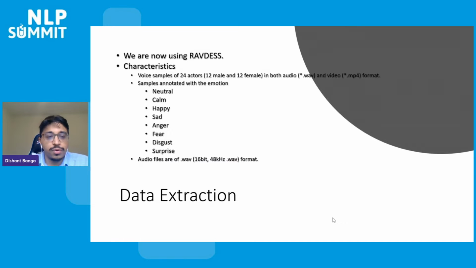So for this exercise, we have used the RAVDESS data set, which is the Ryerson Audio-Visual Database of Emotional Speech, and we have also used the Surrey Audio-Visual Expressed Emotion data set, which is again a British English data set. The characteristics of that data set: it consists of 12 male and 12 female actors, both in audio and video.